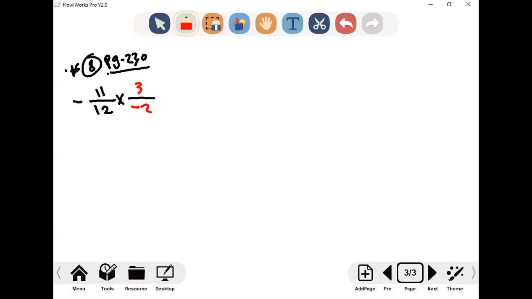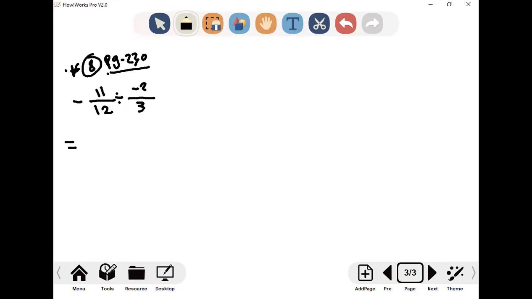The question is negative 11 over 12 divided by negative 2 over 3. Now, is the answer positive or negative? Positive, right. Why positive, Tamim? Because we have two signs, similar signs.